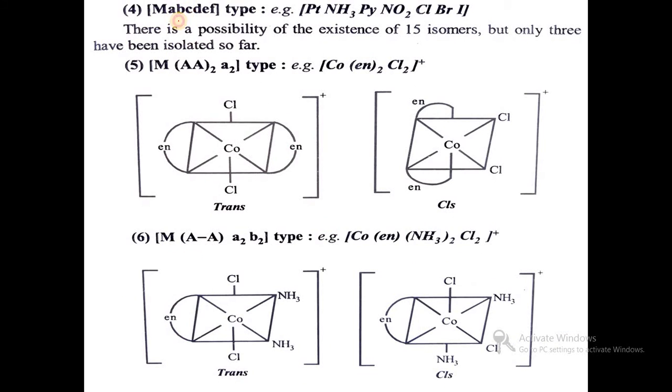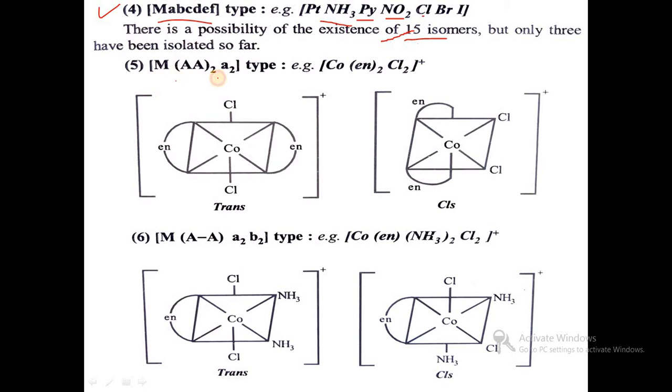Then the next type is the MABCDEF type. An example is Pt(NH3)(py)(NO2)(Cl)(Br)(I), where each and every ligand is different. By keeping one ligand at a fixed position and rotating the other 5 positions, we get a total of 15 isomers. So in the exam they may ask, the MABCDEF type gives how many isomers? The answer is 15 isomers.